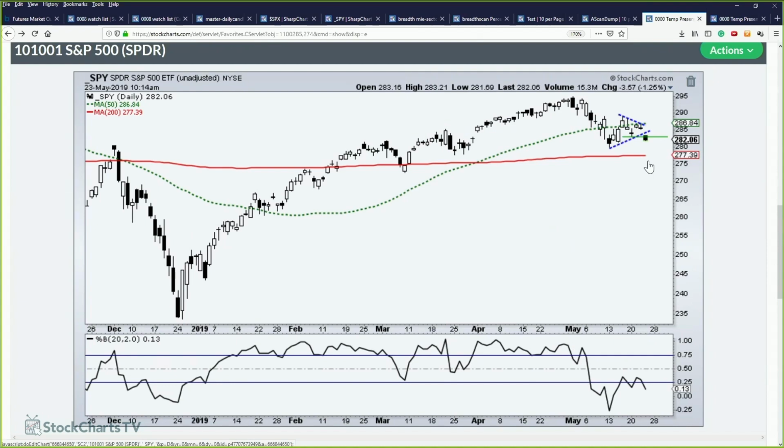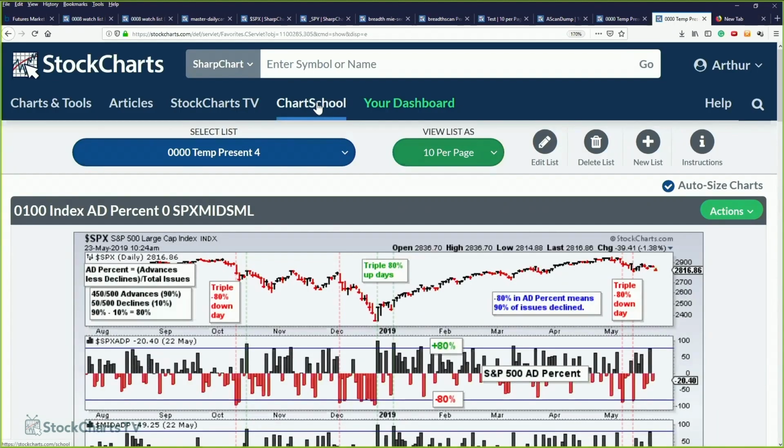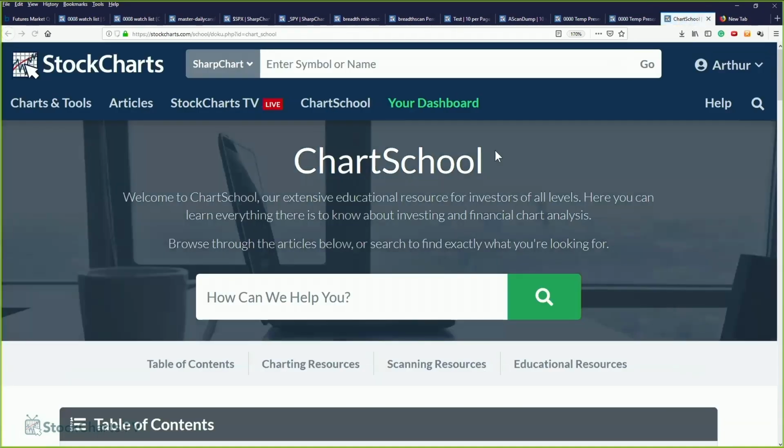Now, before we move on to this chart, I just want to show you percent B. And this is based on the level of the close relative to the Bollinger Band range in the indicator window. And if there's anything you need to know about an indicator, you can go to the Chart School for an article on that. Where is my stock charts? I will go back to here. There's the Chart School link, and I'll just open that in a new tab so you can see it.